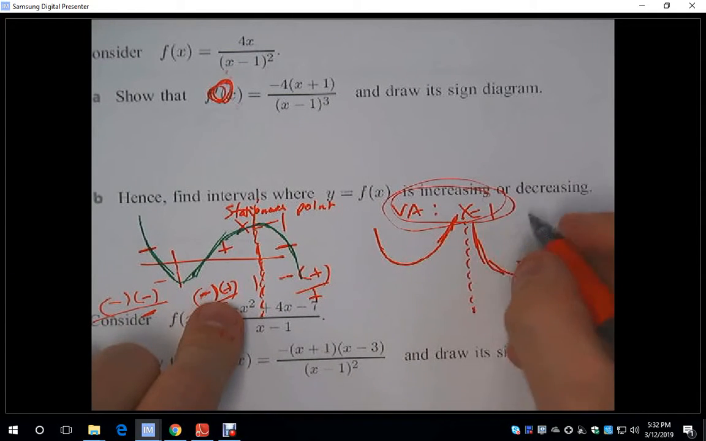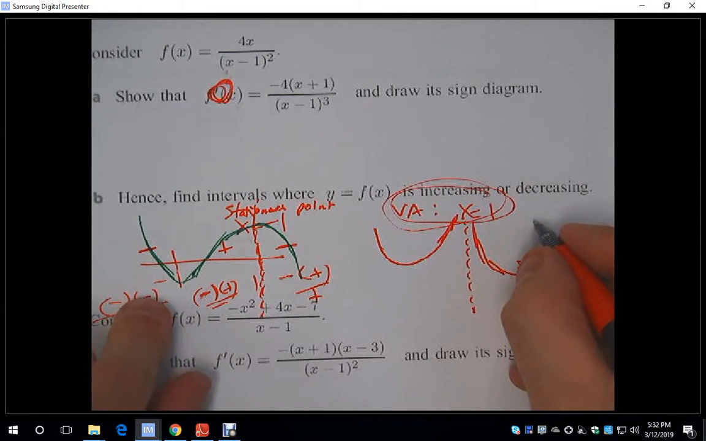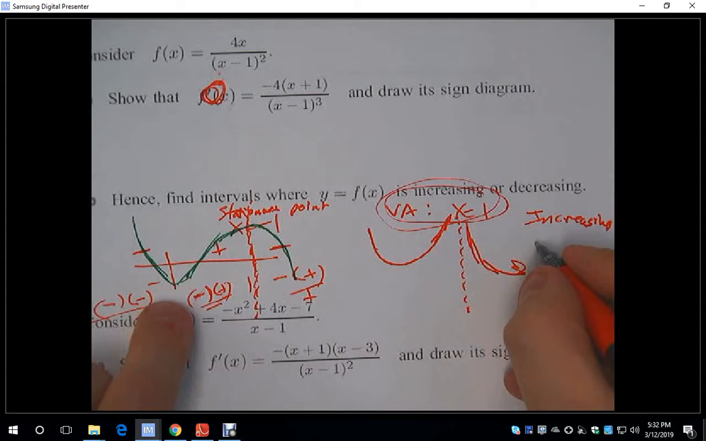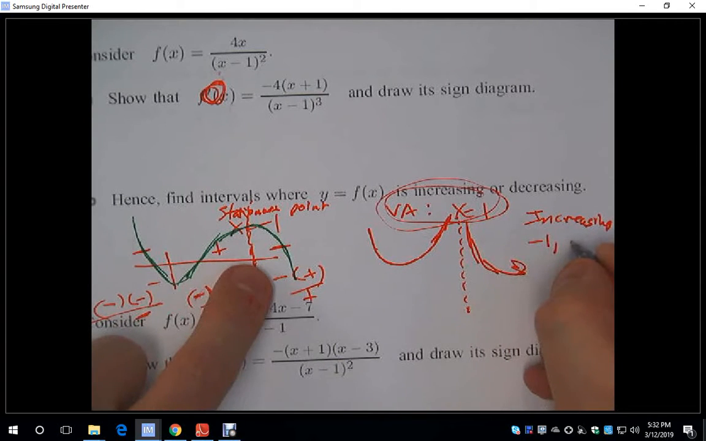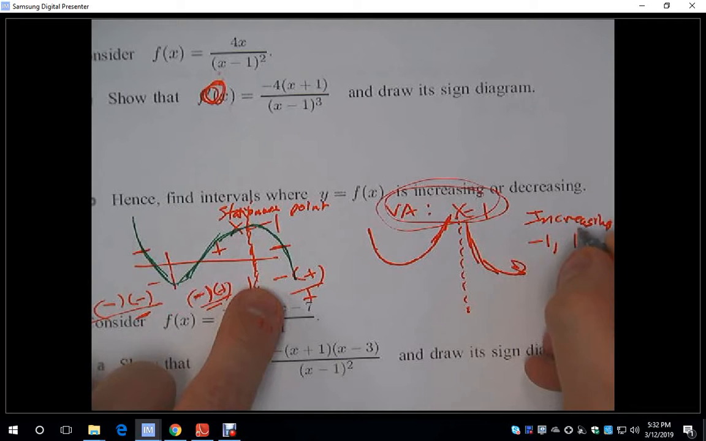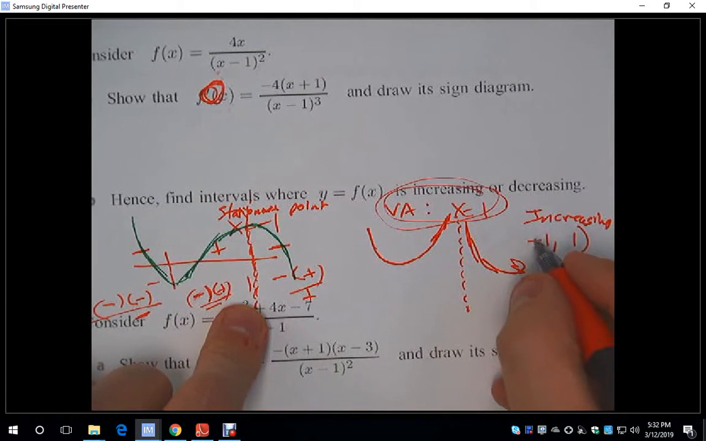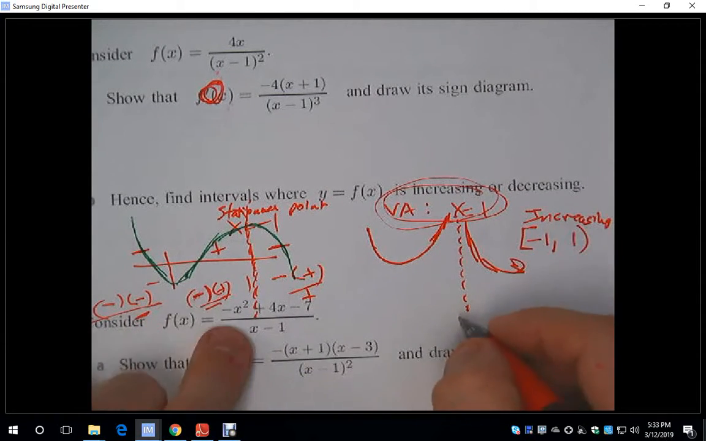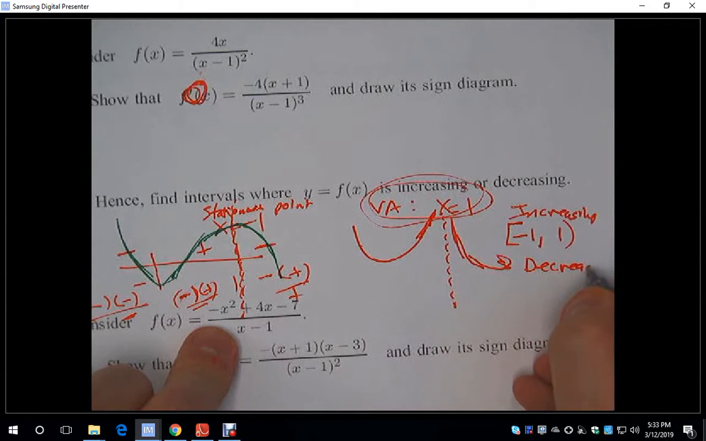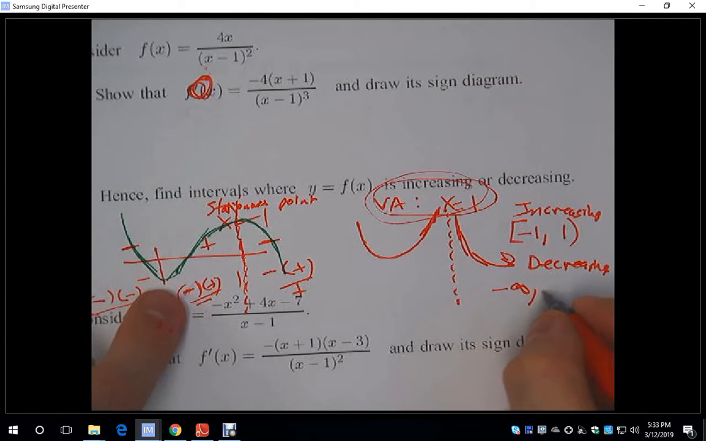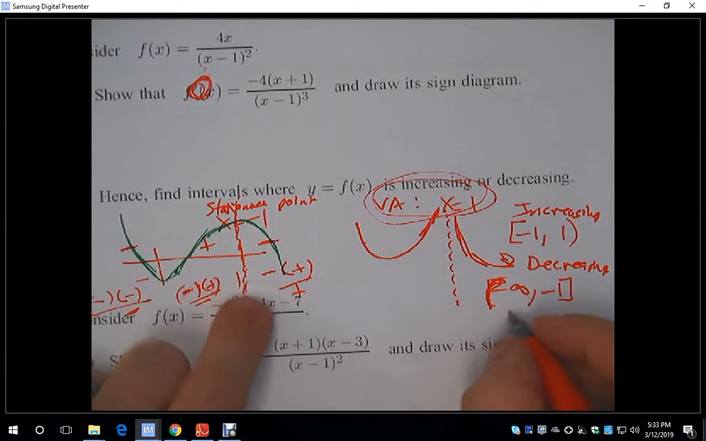So if we're just looking at the increasing and decreasing, the graph is increasing from -1 to 1. 1 is not included because that's not included anywhere on the graph. It's not allowed, 1 minus 1. And -1 is included. That's just a stationary point. And then the graph is decreasing from -infinity all the way to -1, parentheses. And then decreasing from 1 to infinity.